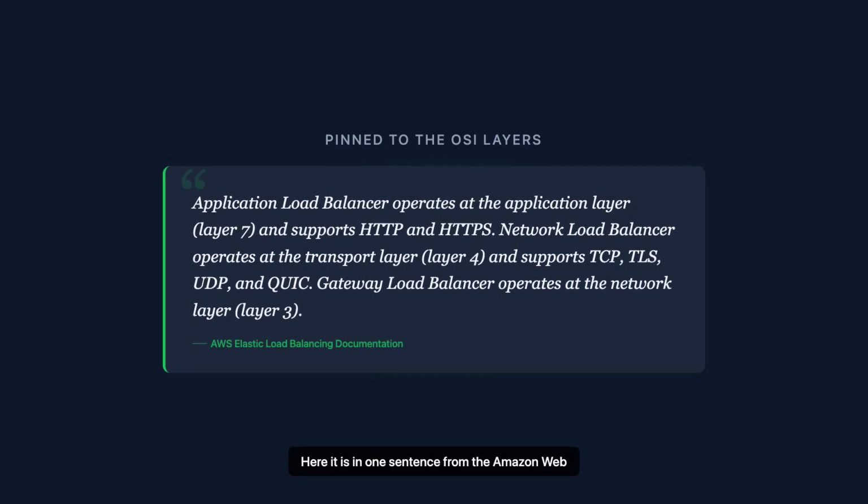Here it is in one sentence from the Amazon Web Services Elastic Load Balancing documentation. Application Load Balancer is layer 7, HTTP and HTTPS. Network Load Balancer is layer 4, TCP, TLS, UDP, and QUIC. Gateway Load Balancer is layer 3. If you memorize one sentence about load balancers, make it this one. It pins all 3 to their OSI layer and gives you the protocol list you need to pick the right load balancer instantly.